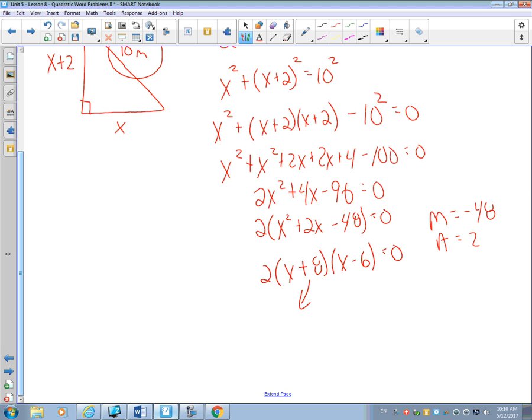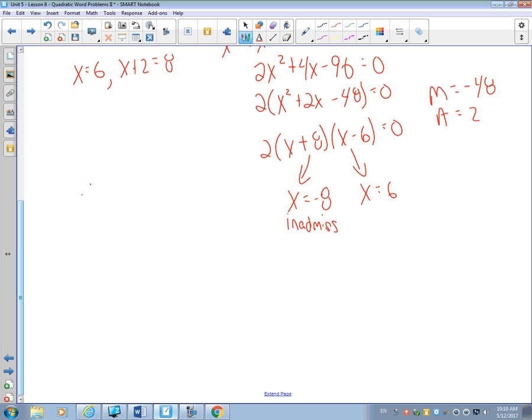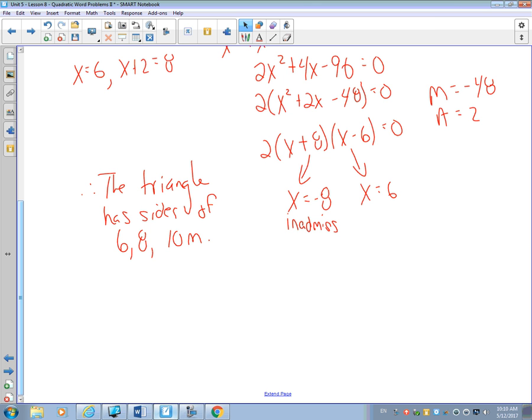So my answers are either negative 8 or positive 6. Again, we're talking about dimensions here. So this is inadmissible, which means the answers have to be x is 6 and x plus 2 is 8. Therefore, the dimensions of the triangle has sides of 6, 8, and the original one that we knew, 10 meters.